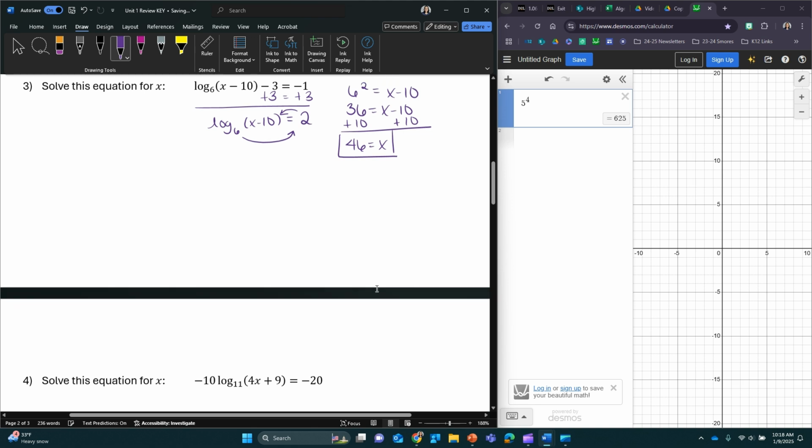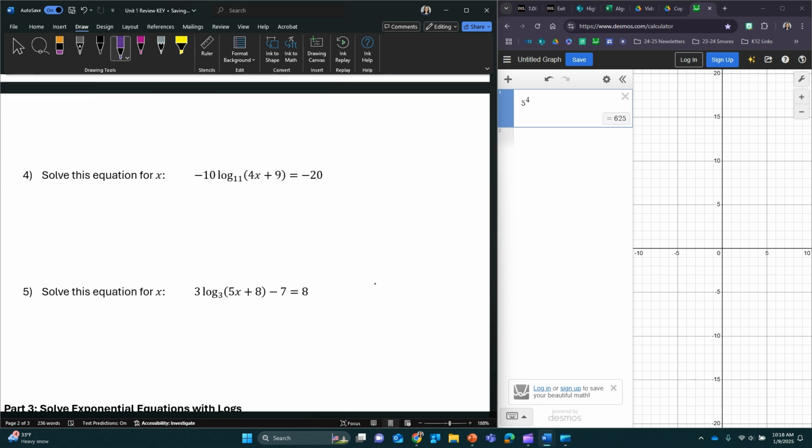So now let's try question 3. So here we have -10 log base 11 of 4x plus 9 equals -20. So here the logarithm is not isolated, so we need to go ahead and first divide both sides by -10. So when you divide both sides by -10, we get the log base 11 of 4x plus 9 is equal to -20 divided by -10, which is 2. So now we're going to go ahead and rewrite this in exponential form. So when we do that, we get 11 to the 2 is equal to 4x plus 9. Well, 11 to the 2, that's 11 squared, so we have 121 equals 4x plus 9.